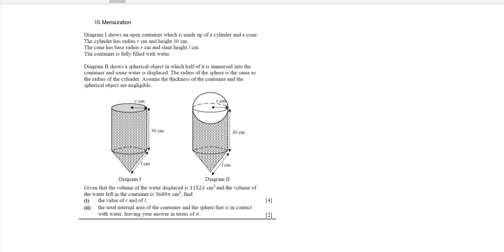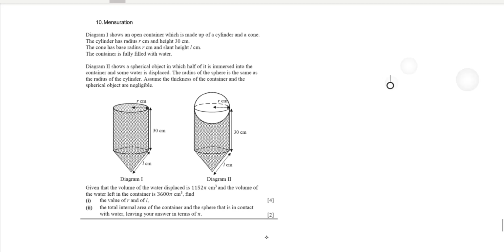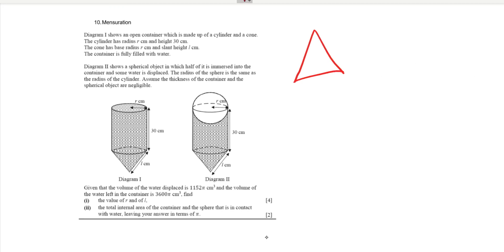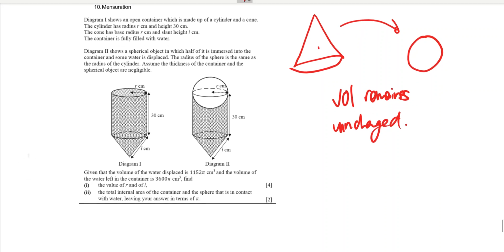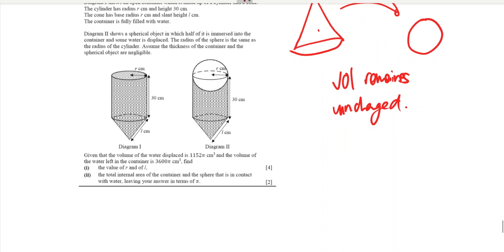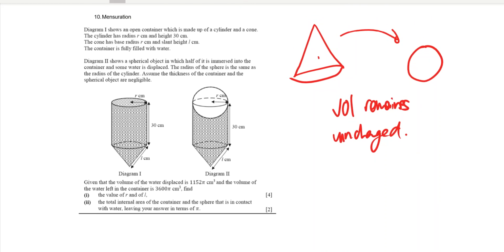And remember, the important part about mensuration is when an object is recast. What do I mean by recast? For example, let's say I have a cone and I recast it to a sphere. The volume is the same, it remains unchanged. So when you melt the cone to become a sphere, the volume remains unchanged. That is the important thing about volume that you have to know.